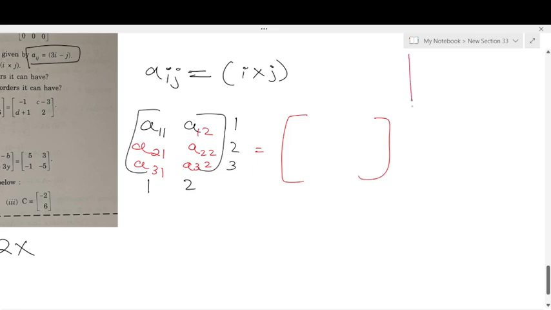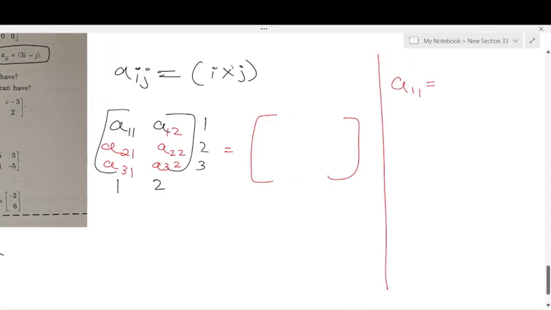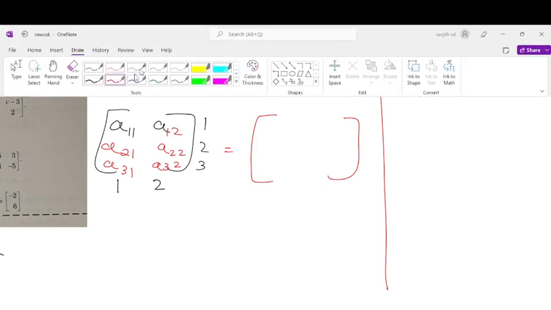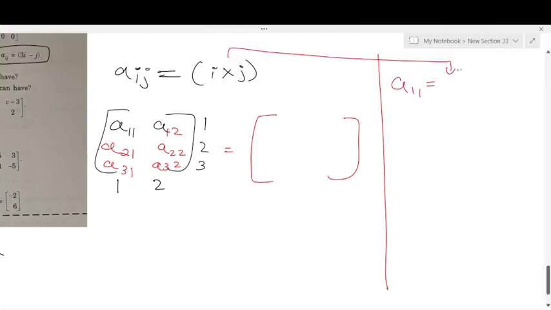Answer. For that, first we need calculation. Take A11. What's the formula we have to use? Tell me the formula, students. What is I into J? 1 into. So what's the answer? 1. Can you tell me the next one? A12. 1 into. Yes, completed. Be quick.